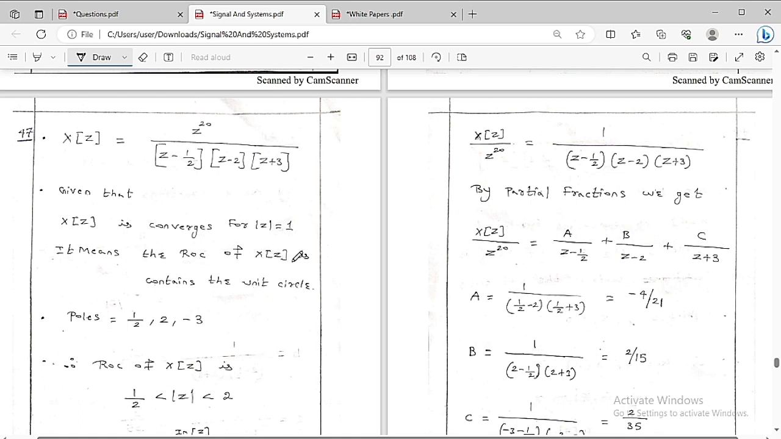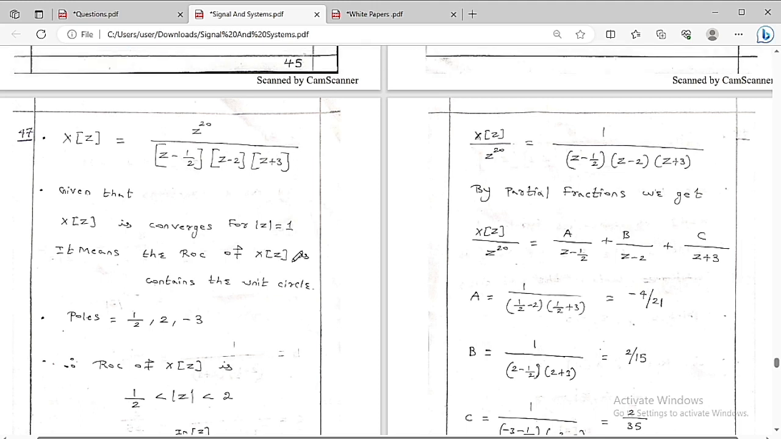We already told you the meaning of ROC. ROC basically means region of convergence: if you substitute those points in X(z), you are going to get a finite value because X(z) converges. As they already mentioned, all the points on the unit circle converge, which means the ROC of X(z) is going to include the unit circle.